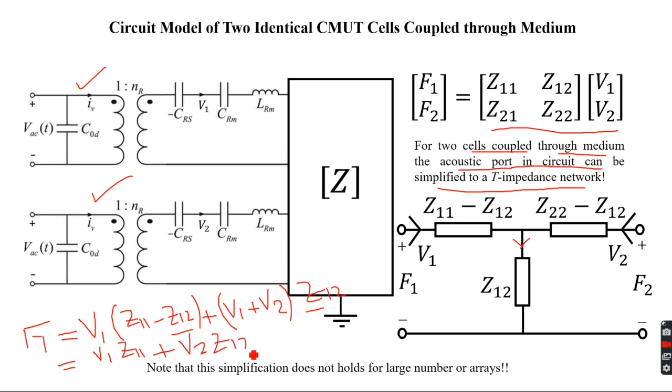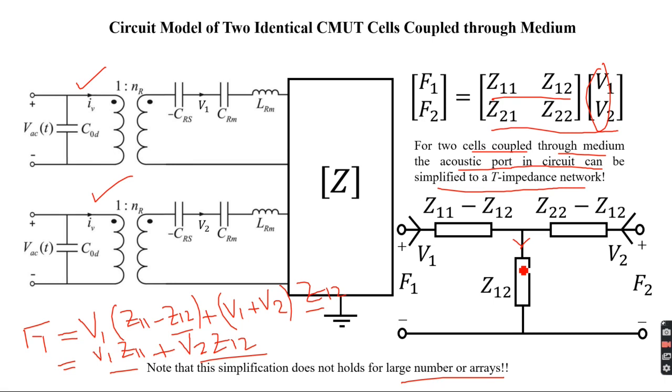That's it. And if you multiply this row with this column, you'll find that F1 is Z11 V1 plus Z12 V2. So yes, we have included the effect of the other cell. The T impedance network can emulate the mutual crosstalk of two cells, but this is only valid for two cells. For a large number of arrays, this is not going to work. We have to consider a multi-port termination of the acoustic ports so that the full impedance matrix can be included.